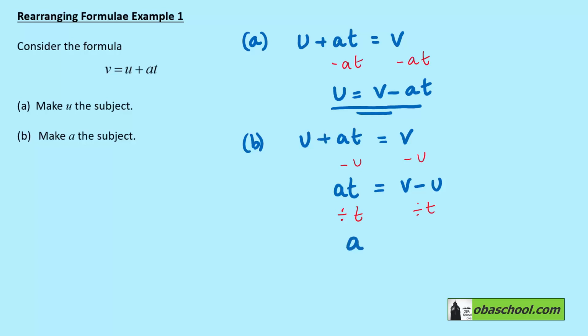On this side I then just get left with the a, and over here I get v minus u divided by t, and it has to be the whole side divided by t. So note how I use a long vinculum here under the v minus u.